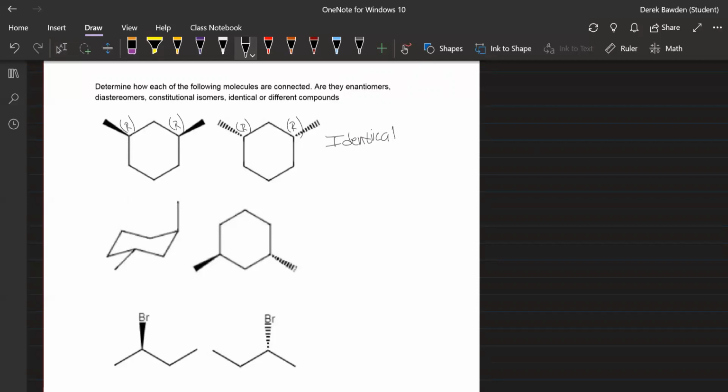I'm not saying they are R, they might all be S, but whatever it is, they're all going to be identical, so that's how you know they're identical. If you're having a hard time seeing it, then just go through and label it as R or S, and then you'll be able to identify it.